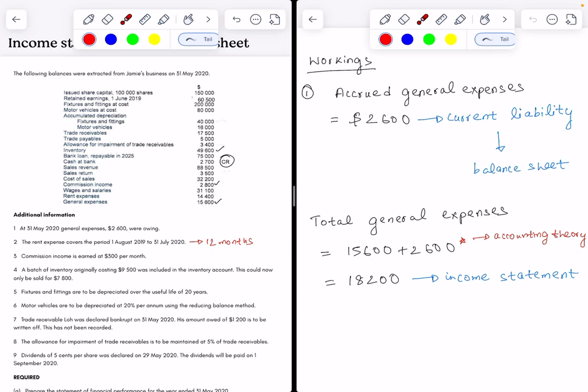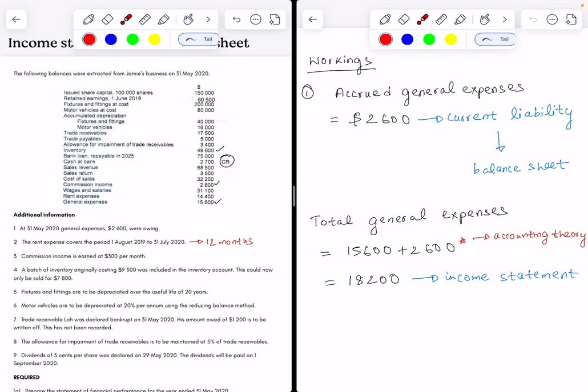Today we have got a practice question which requires you to prepare the statement of financial performance, also known as the income statement, and the statement of financial position, which is also known as the balance sheet. This is a very important question for your exam, and our goal from today's lesson is to ensure that you are able to score full 20 out of 20 in the main exam in October.